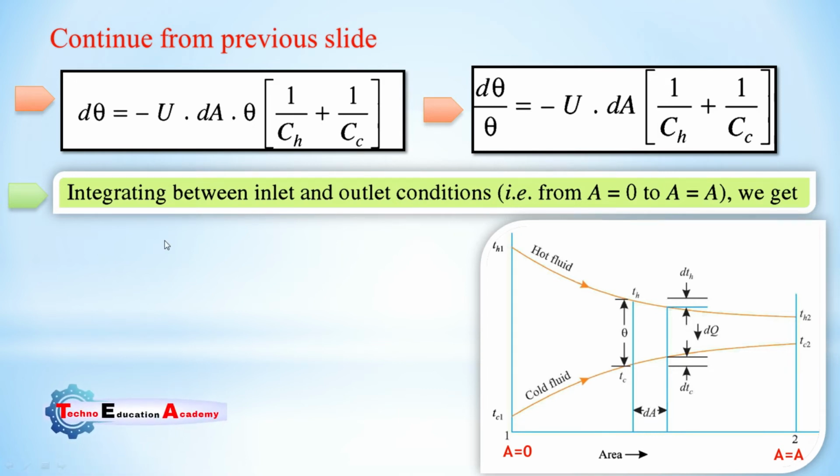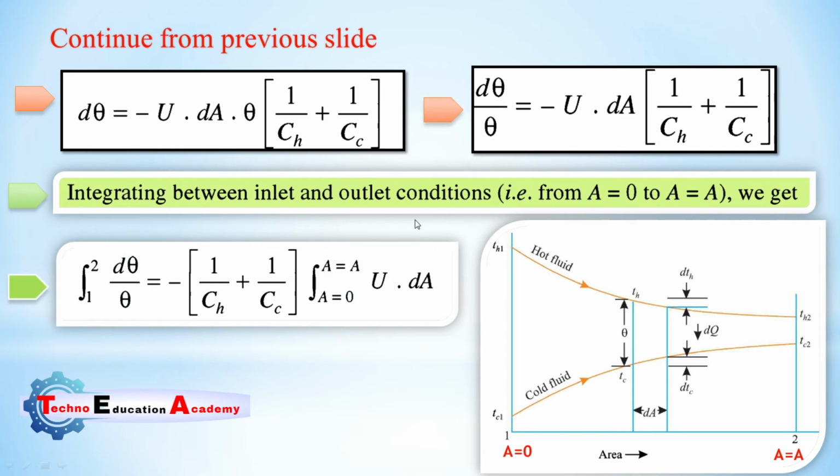So taking the integration limit, integrating between inlet and outlet condition, a equal to 0 to a equal to A, we get the limit section 1 to 2 of dθ by θ equal to... For the area, at section 1 area equal to 0 and at section 2 area equal to A. So this term is kept outside because it is a constant term. Here the variable is dA, and we consider the limit a equal to 0 at section 1 and a equal to A at section 2.